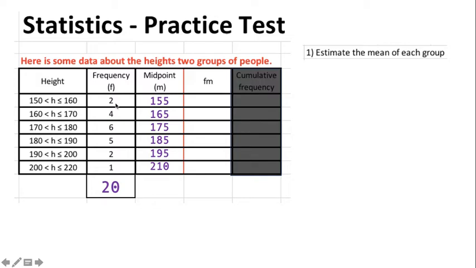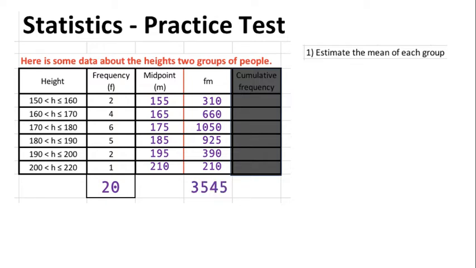Now looking at the first group, we've got 2 people. We're estimating that they're 155 centimeters tall each, so that makes a total height of 310 for those people. 2 times 155. Same for the next group, 4 people, 165 centimeters each, so that makes a total height, if you stacked all of them on top of each other, 4 times 165, 660. So I'm going like that for all the groups, working out the total of all the heights, and then I'm going to tot all of those up to get a grand total of all the heights.